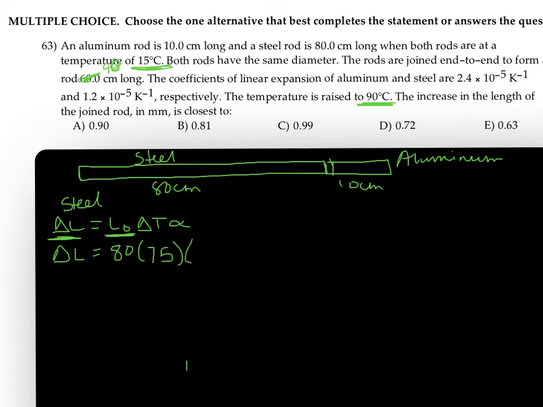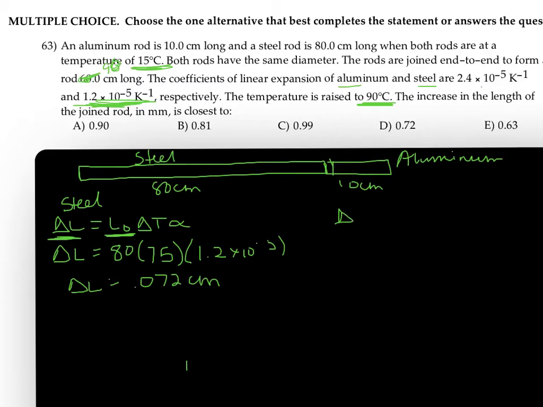And then the alpha for the steel, because it says aluminum and steel are this and this respectively, which means this one goes with the second one, the steel. 1.2 times 10 to the minus 5. So we find the change in length of the steel is 0.072 centimeters.